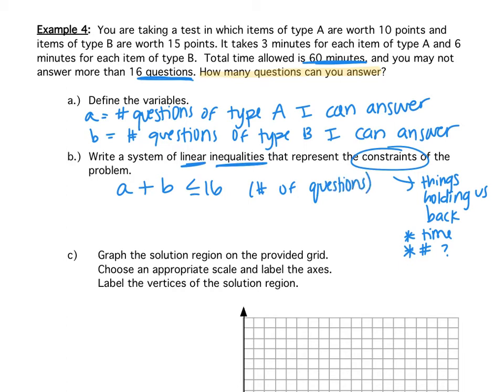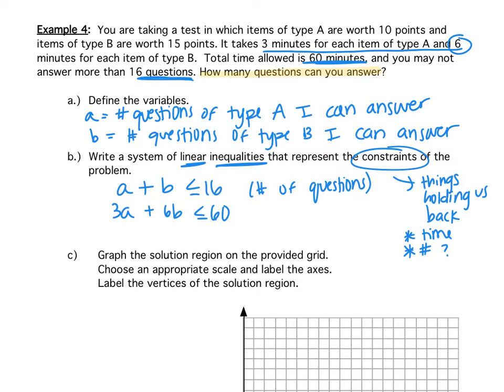Now, I also know that I can only use 60 minutes. It takes me 3 minutes for each item of type A. So each item of type A takes me 3 minutes. So 3A will be all of the time that it takes me on question A. Those B questions take 6 minutes. So 6B is all the amount of time that I'm spending on those B questions. When I add it together, my total time has to be less than or equal to 60 minutes. So the most amount of time that I can spend is 60 minutes.